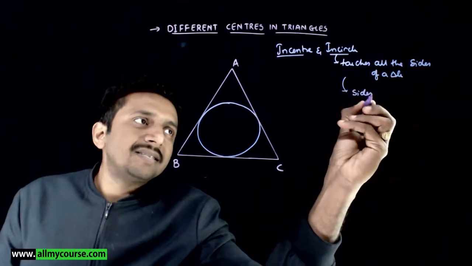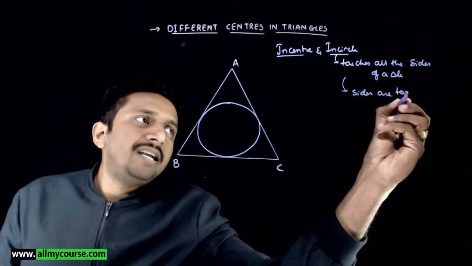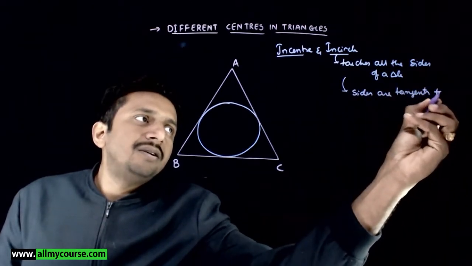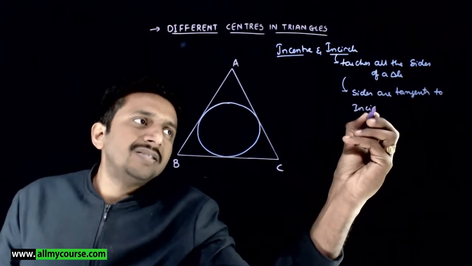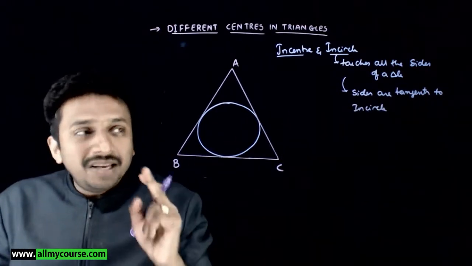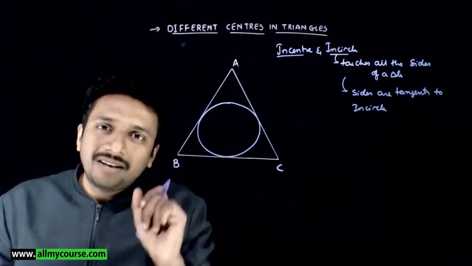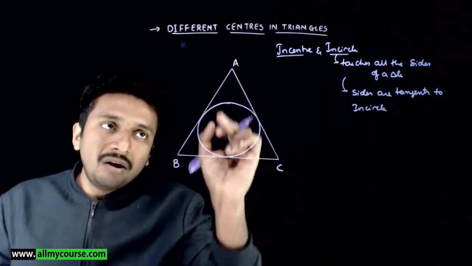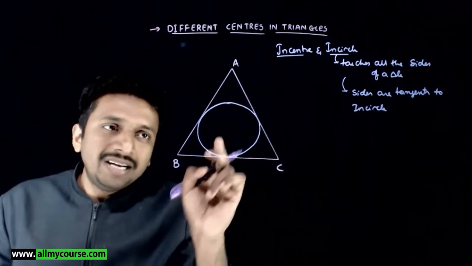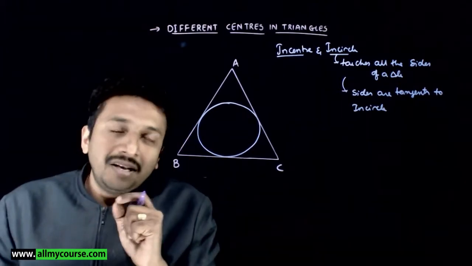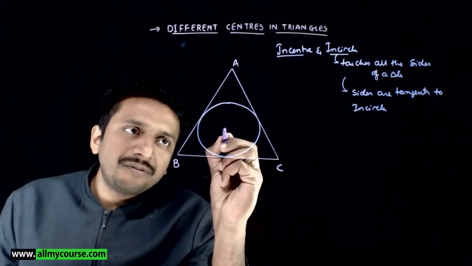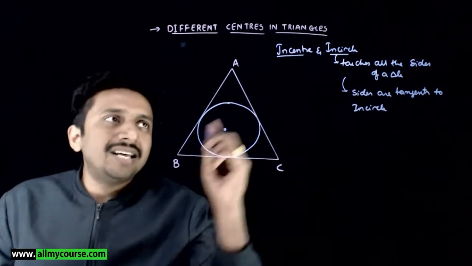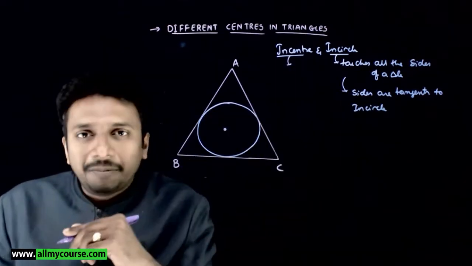The sides are tangents to the incircle. So that's the meaning of the incircle of a triangle. It touches all the three sides, or all the three sides will be tangents to this circle. Now, the center of this circle is called the incenter of this triangle.